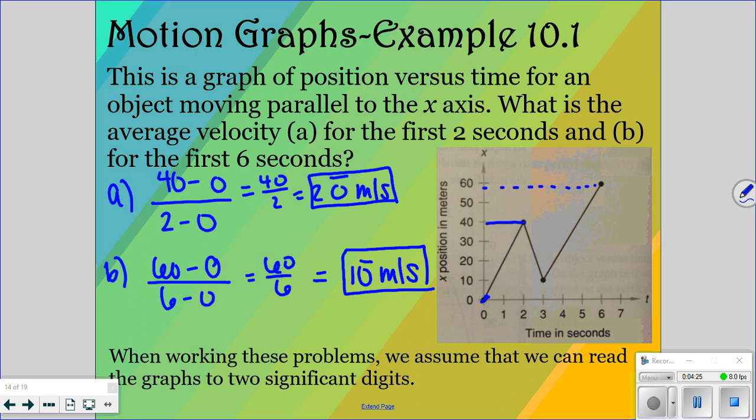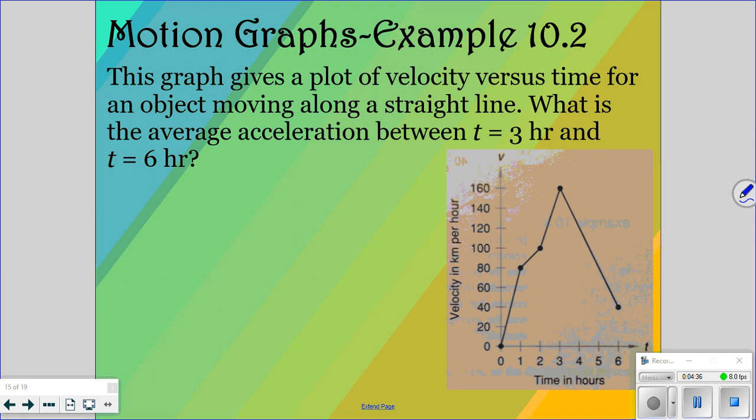And so that's how you do your motion graphs. That's the basic way to do them. They're not terribly difficult, but you do have to know what you're doing with them. Okay, so let's look at another example.